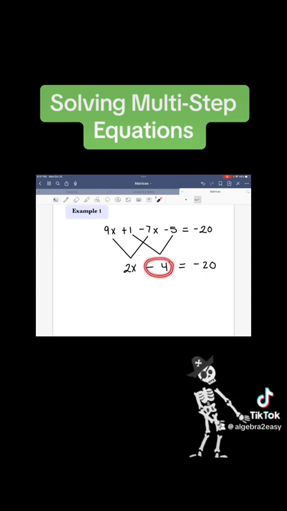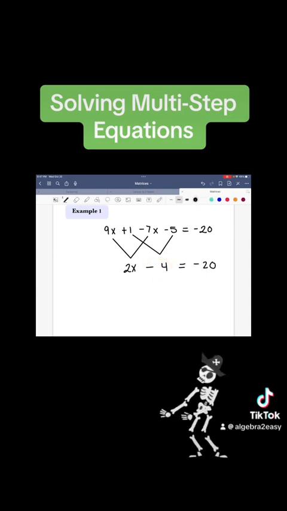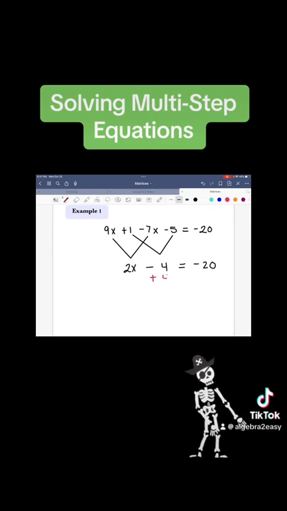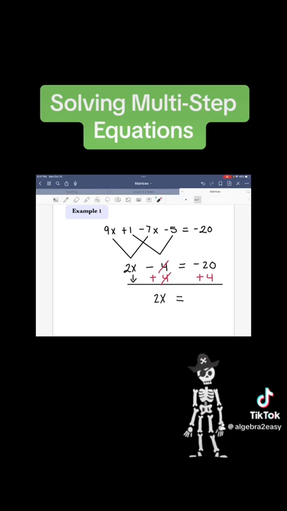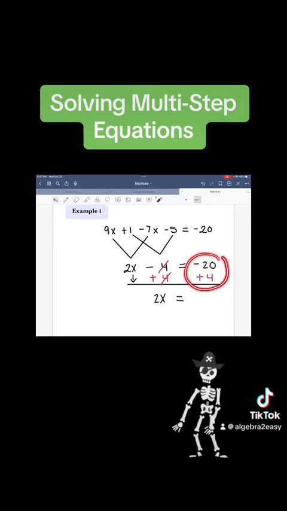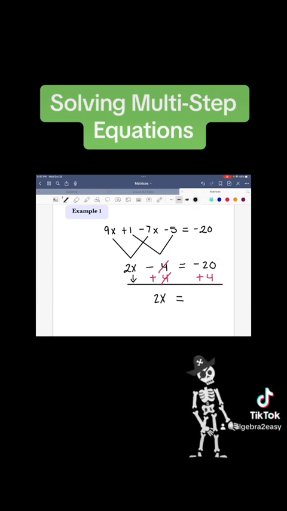We're going to undo the operation of subtracting 4, and we are going to add 4 to both sides of the equation. We have negative 4 plus 4, which we know cancels. And we can bring down that 2x and set it equal to negative 20 plus 4. And after we evaluate that, we get negative 16.